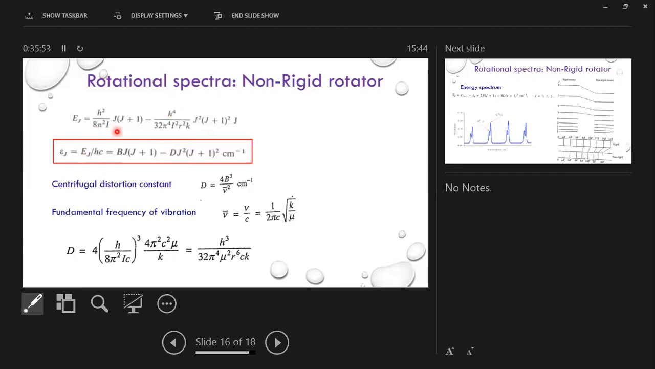So now the new energy will be BJ(J+1) minus D J square (J+1) square also. And this D, we have just assumed this as the centrifugal distortion constant. And we have assumed nu bar is equal to nu by c, that is 1 by 2 pi c root k by mu, the general frequency of vibration of the bonds. Okay, so that we can get D equal to 4 B cube by nu bar square. You can use this one. So this is the case of non-rigid rotator.